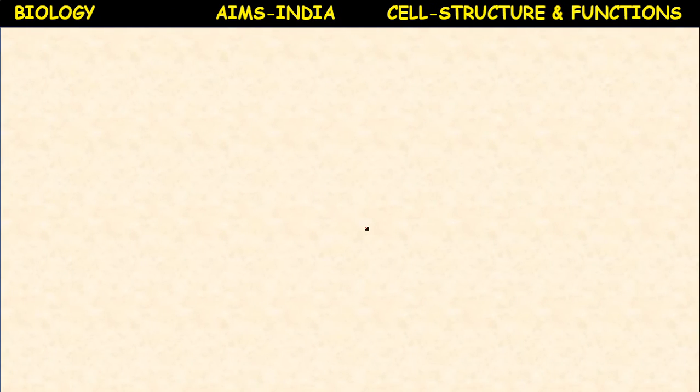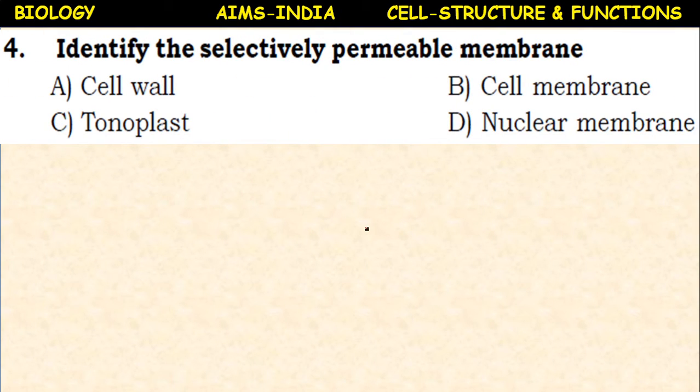Next, identify the selectively permeable membrane. What is the meaning of selectively permeable membrane? Selectively permeable membrane means the membrane which permits only certain substances to pass through it. It is called a selectively permeable membrane. So here the options given are cell wall, cell membrane, tonoplast, nuclear membrane.